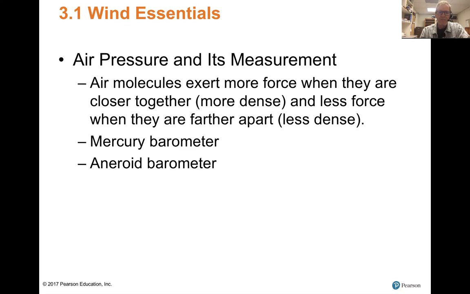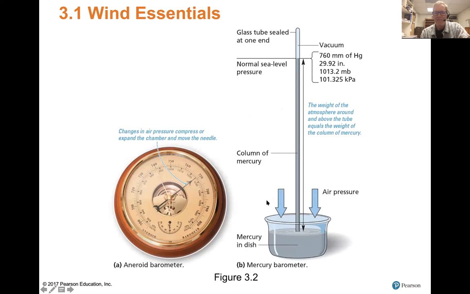And here's how we measure this. Now, back in the old days, when they first discovered air pressure, they would put mercury into a dish. Then they would put a glass tube that was sealed on one end into the mercury. What would happen is the weight of the air would press down on the liquid mercury, forcing it up the tube, and then they would have scaled measurements along the tube. And what they figured out was what normal sea level pressure was.